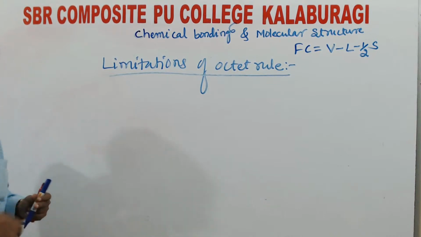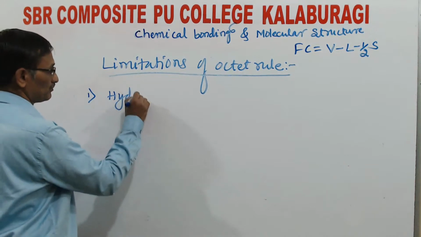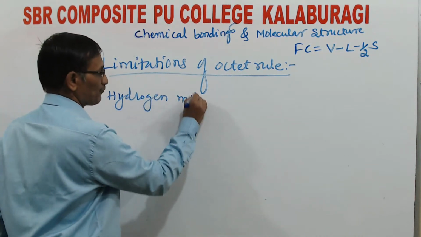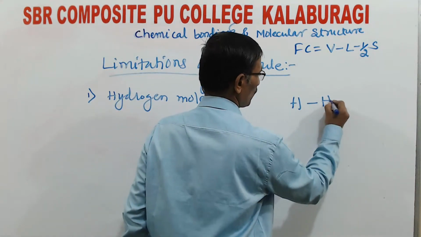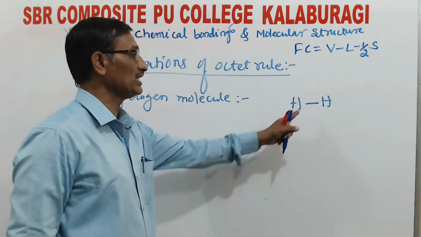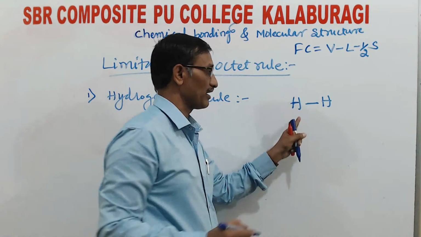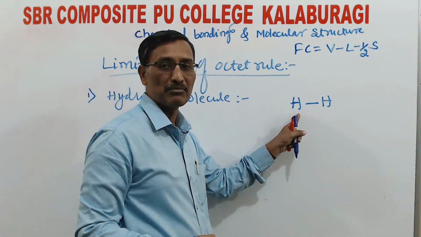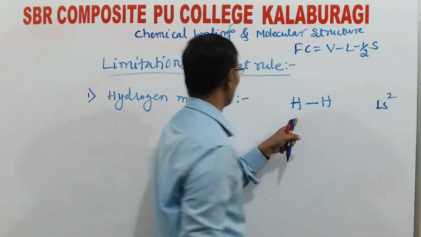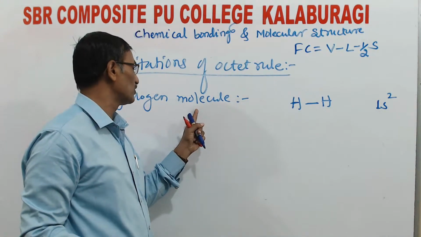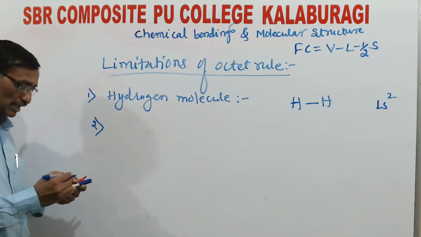First one, the hydrogen molecule. All of you already know that between the two hydrogen atoms there is 1 electron pair. So both the hydrogen atoms are acquiring the nearest helium configuration. Helium means 1s2 configuration. But we have taken the octet, even though this molecule is stable.